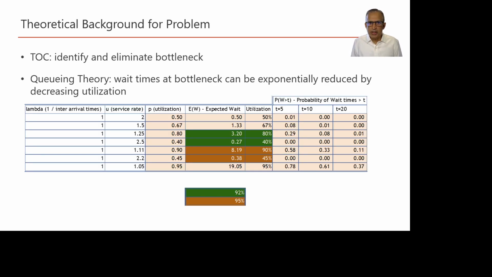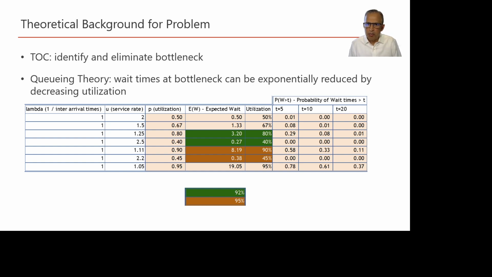So let's revisit what the theory says. TOC says identify and eliminate bottlenecks. We have identified the bottleneck, that is pre-production testing. Queuing theory says that the wait times at a bottleneck or server can be decreased exponentially by decreasing utilization. I have a link in the description to the article that contains the math for the above. But for this discussion, I created a spreadsheet that illustrates what the article says.